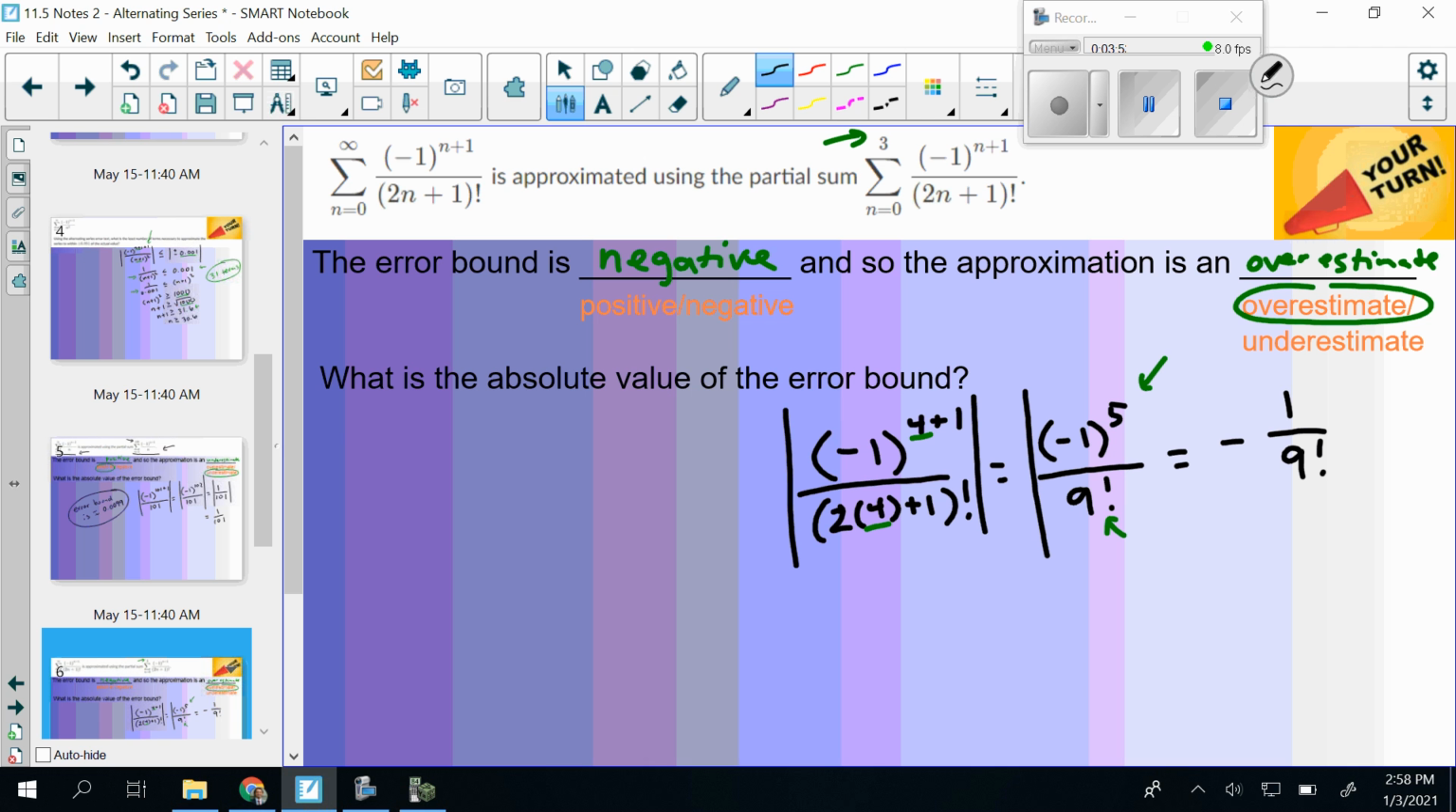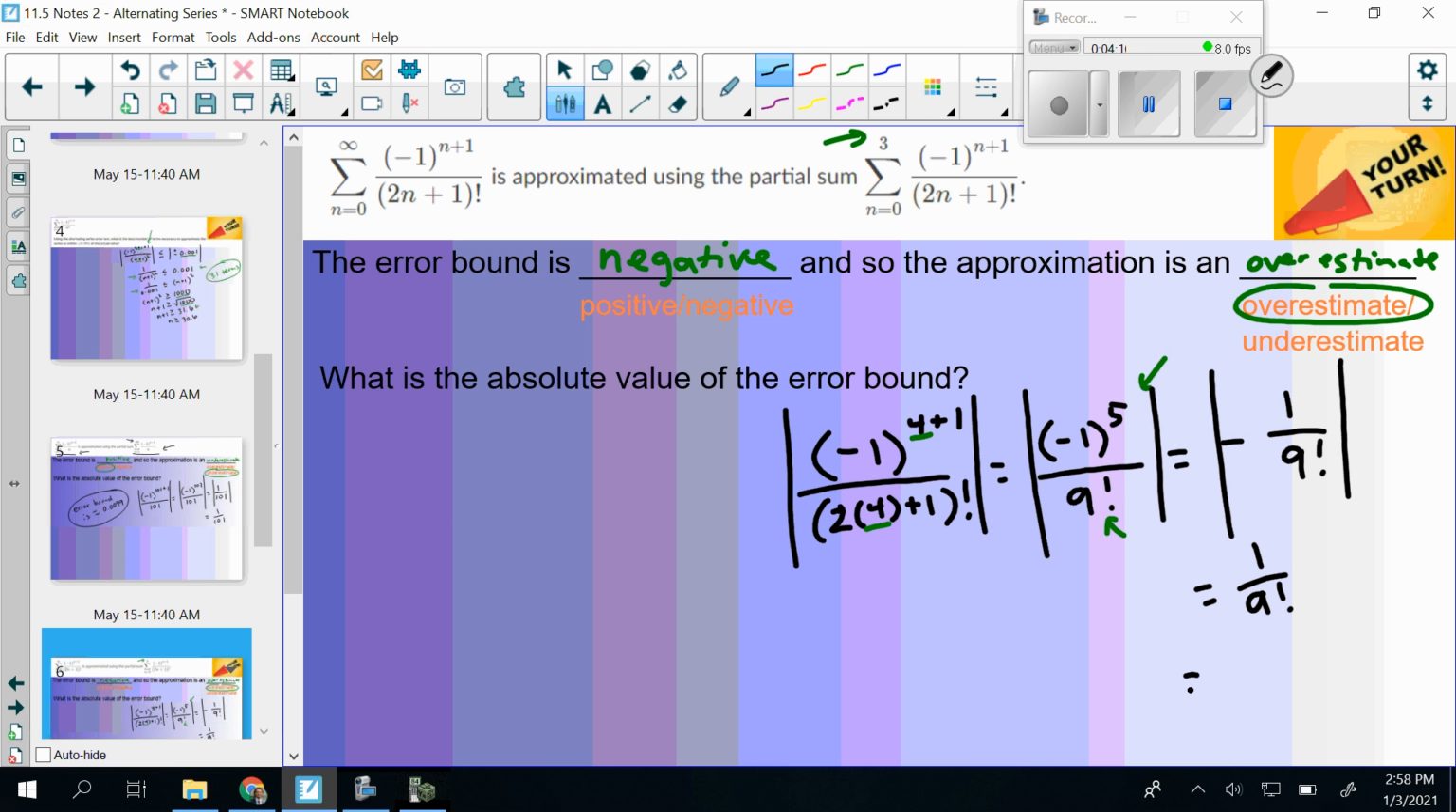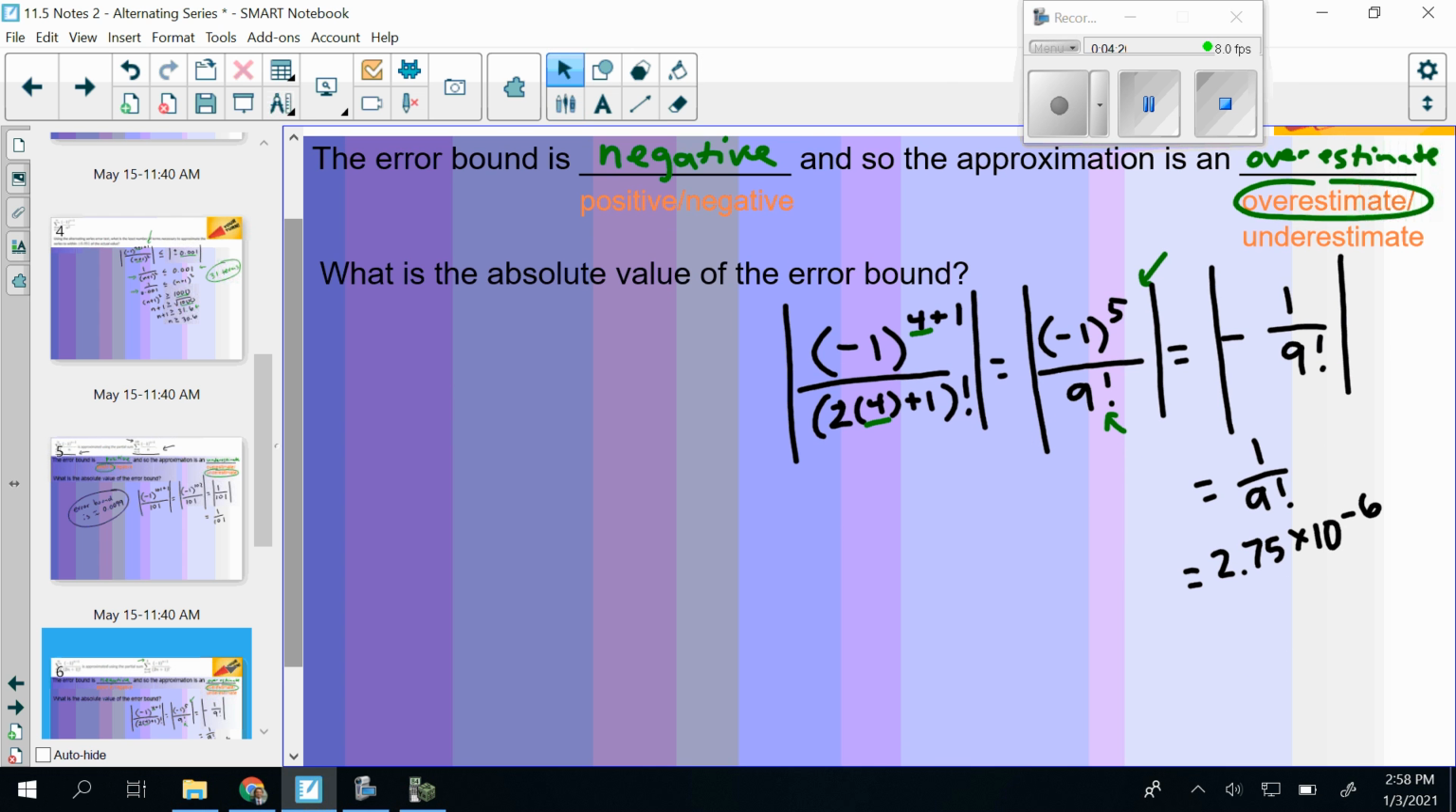If we go through though and do the absolute value like we should when we're doing an error bound problem, it's going to be the absolute value of this, which is just going to be 1 over 9 factorial. And if you put that in the calculator, which I already have here, it looks like you get 2.755 E to the -6, capital E to the -6. When your calculator gives it to you like that, what that means is you got 2.75 times 10 to the -6 power.